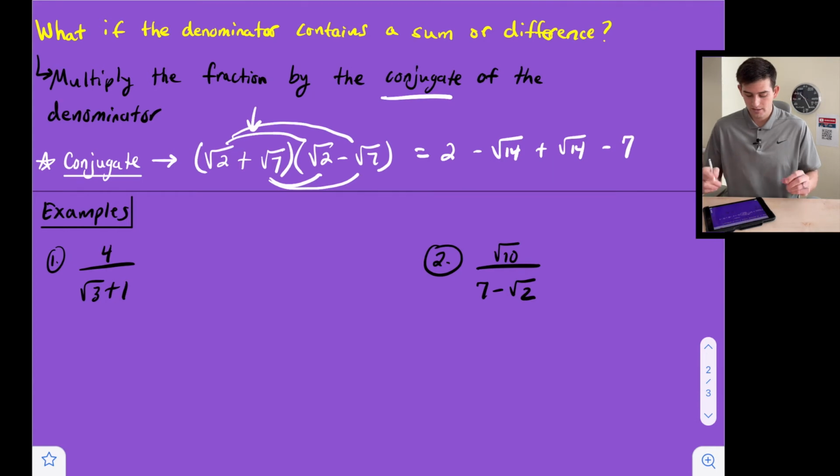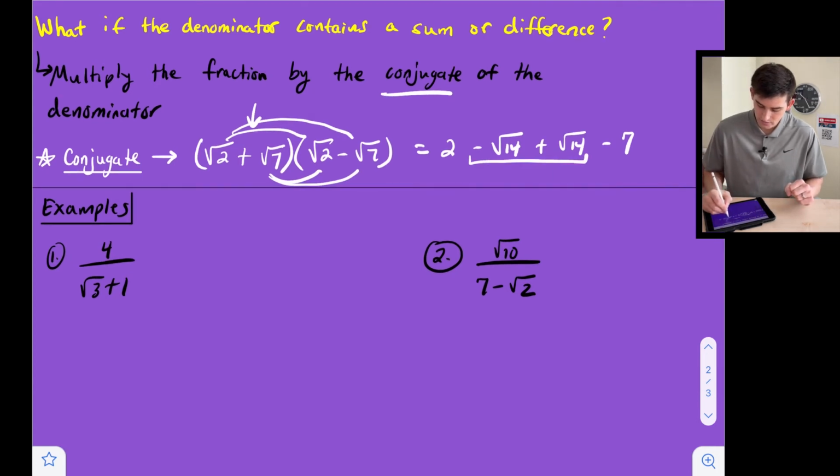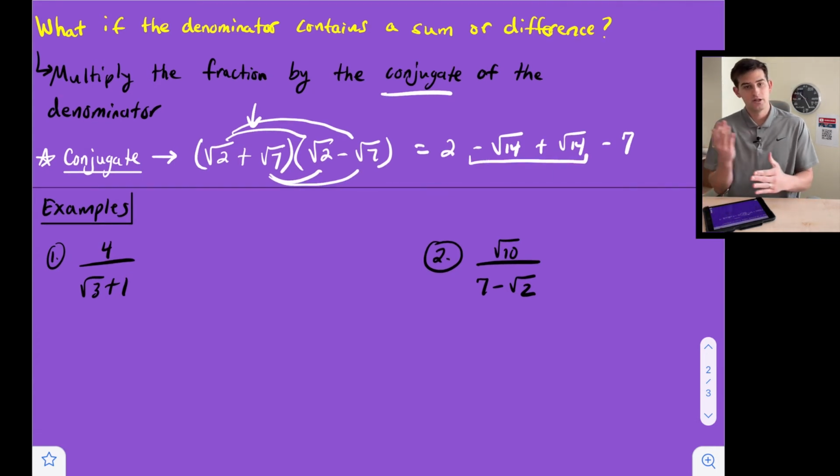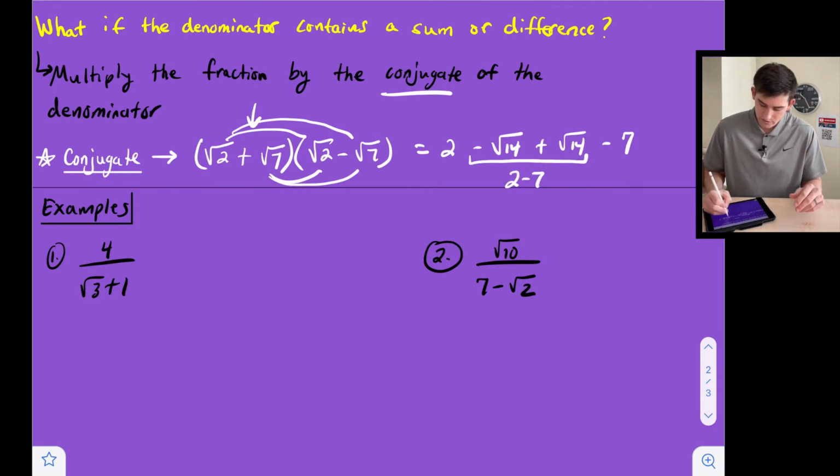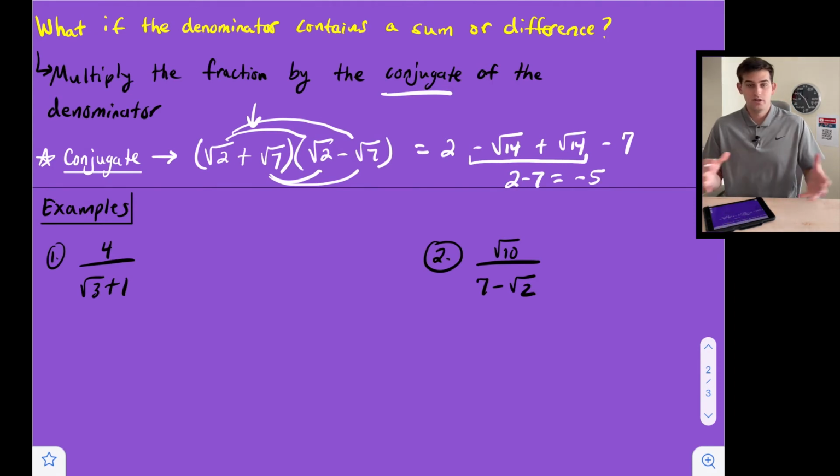We have 2 minus, and we have these two radicals in the middle that are going to cancel out, right? This is exactly what our sum and difference pattern tells us. So we end up with 2 minus 7, which is equal to negative 5. And that allowed us to get rid of those radicals, okay? So let's take a look at a couple examples.